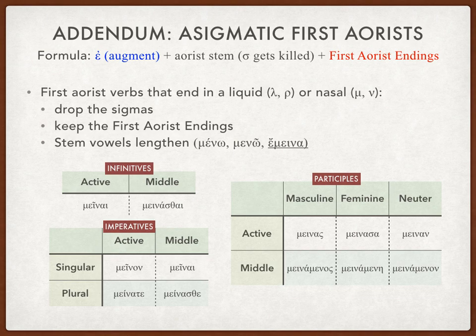Your homework on Wednesday is to work through the first reading of the chapter, 12 alpha, and we'll do some practice with forming first aorists in class. So if you need to look back over this PowerPoint to go over the forms, make sure to do so.